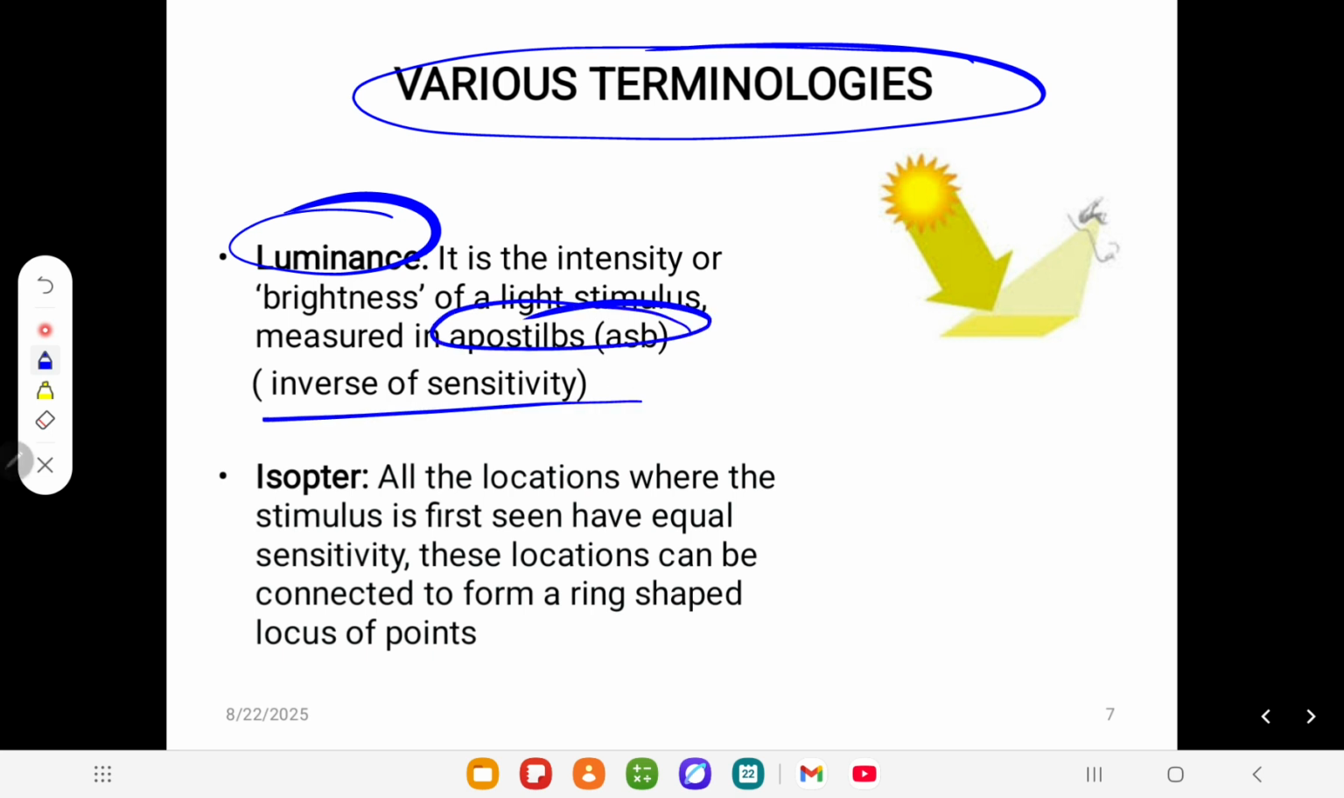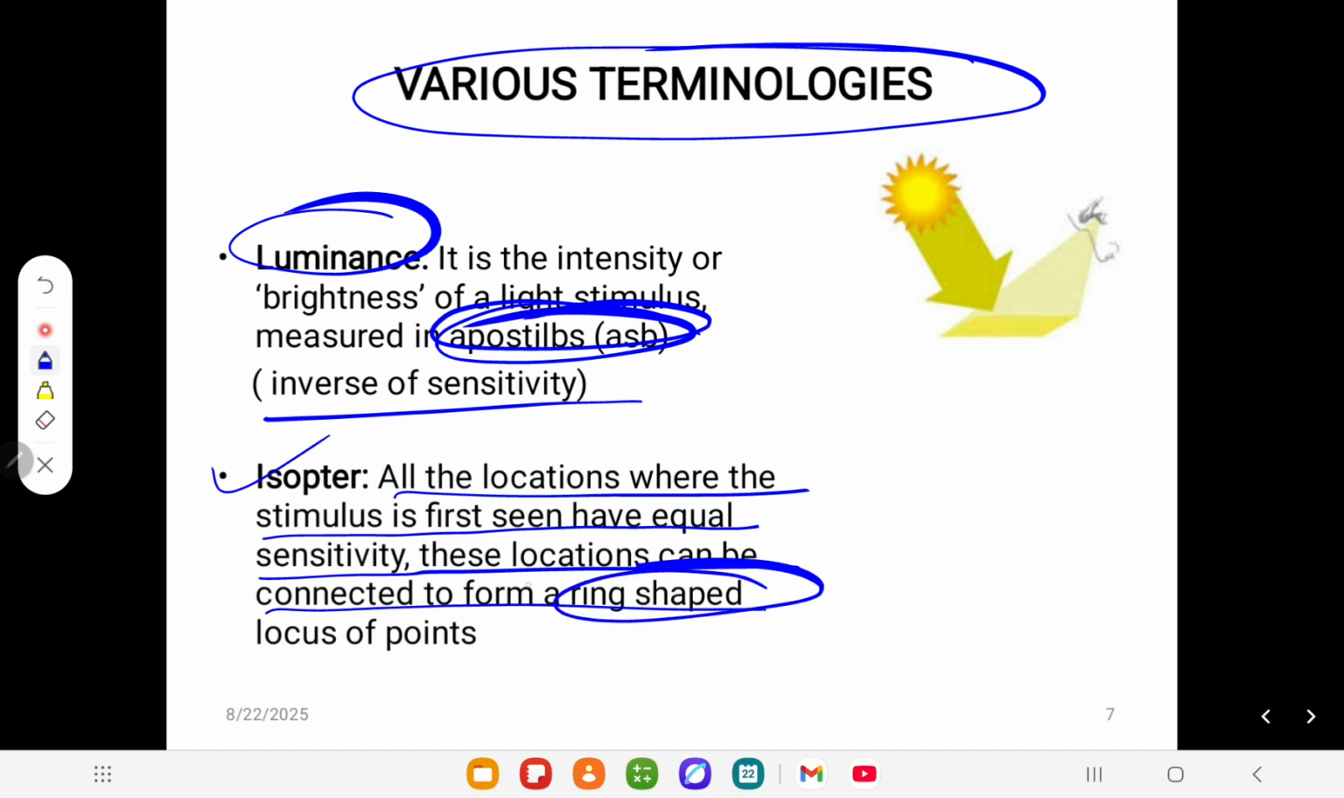It's inverse to sensitivity. The higher the luminance, the lesser the sensitivity; the lower the luminance that can be detected, the higher the sensitivity. Just remember the term apostilb. Okay, isopters, that's a very important term. All the locations where the stimulus is first seen have equal sensitivity, and these locations can be connected to one another and form a ring shape around the locus of the point, and that ring shape is called an isopter.